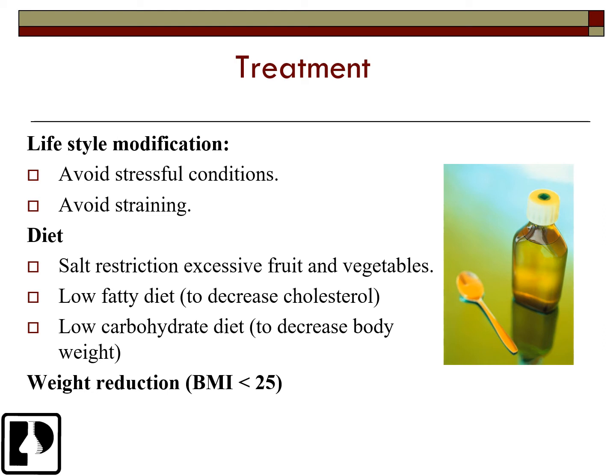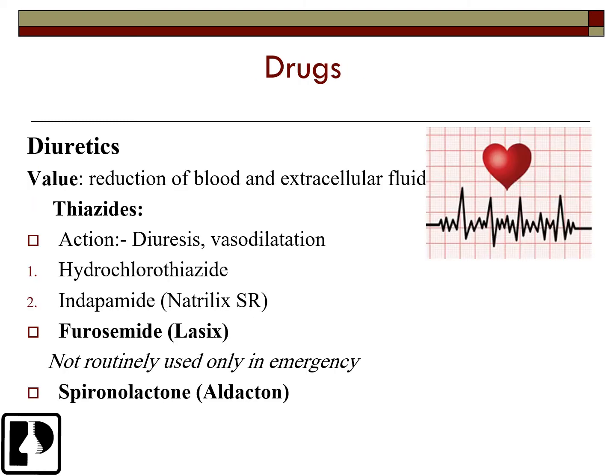Salt restriction, taking excessive fruits and vegetables, a low fatty diet to decrease the cholesterol, and a low carbohydrate diet to decrease the body weight and limit obesity. Weight reduction, the BMI must be less than 25. What are the drugs used for the treatment of hypertension?